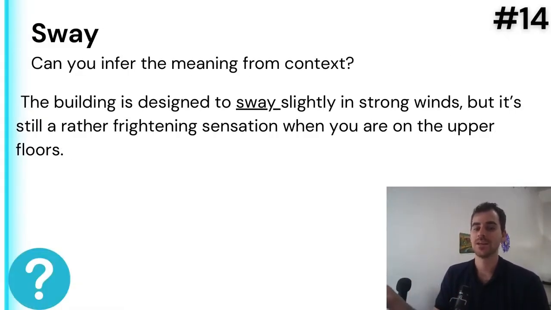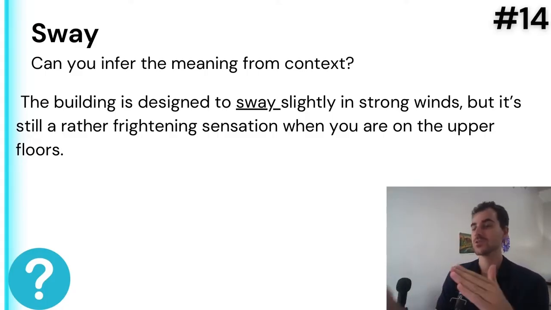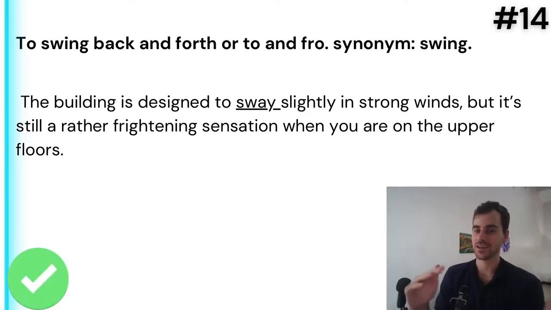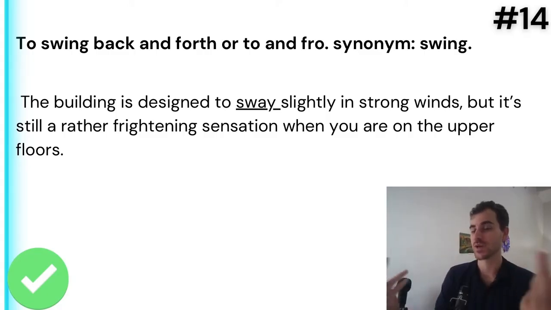Sway. The building is designed to sway slightly in strong winds, but it's still a rather frightening sensation when you are on the upper floors. So it's a verb, sway. What does a building do in strong winds? It goes back and forth. So to swing back and forth or to and fro. The synonym is just to swing. Swing slightly, sway slightly.